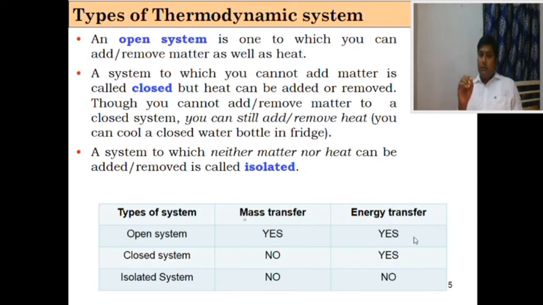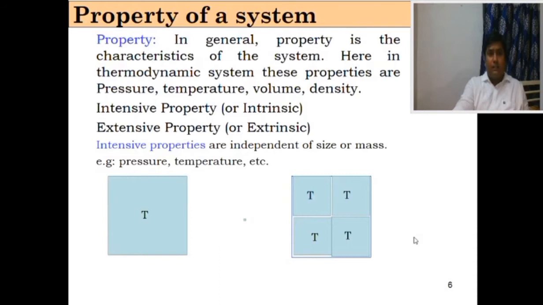Now what is an isolated system? Try to understand with an example. Hot coffee in a well insulated flask can be considered an isolated system, because if it is insulated, then no heat transfer is taking place, and as no mass is added or removed, there is no mass transfer and no energy transfer. Such a system we will call an isolated system.